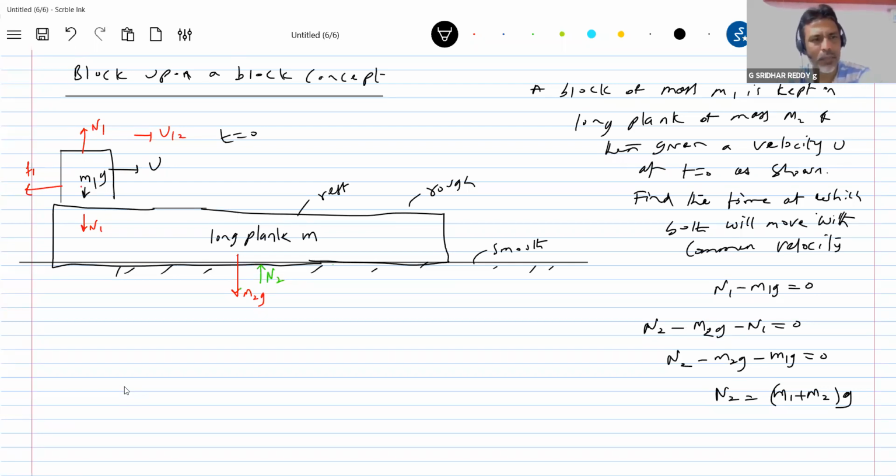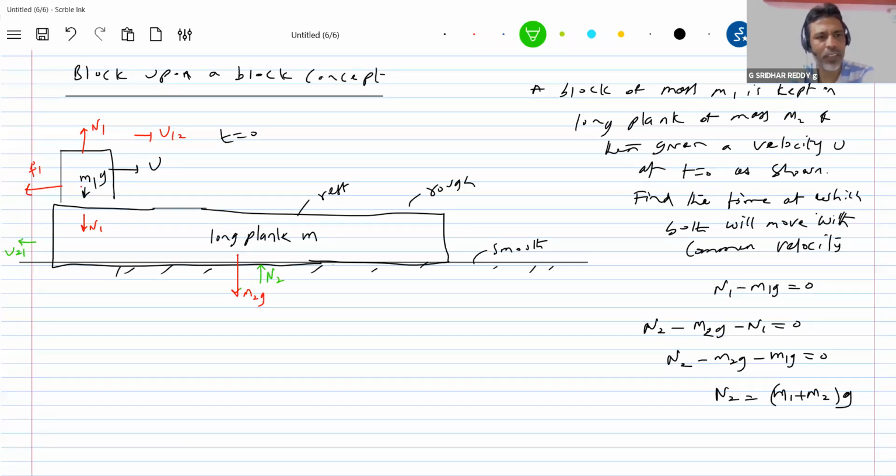The friction by the plank on the block will be in this direction. Is that okay? Similarly, what is U21, the velocity of the plank with respect to the block? U21 in what direction should it be? U21 should be in this direction. I'll show it here, in the corner it's available, U21.